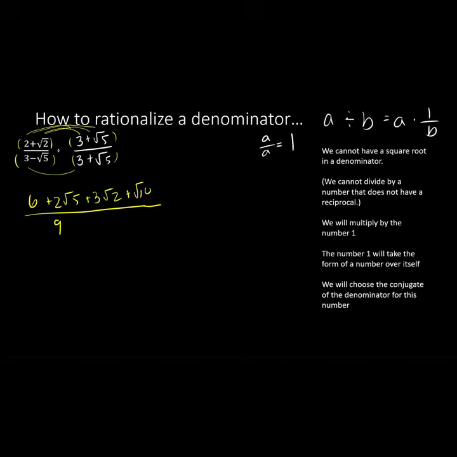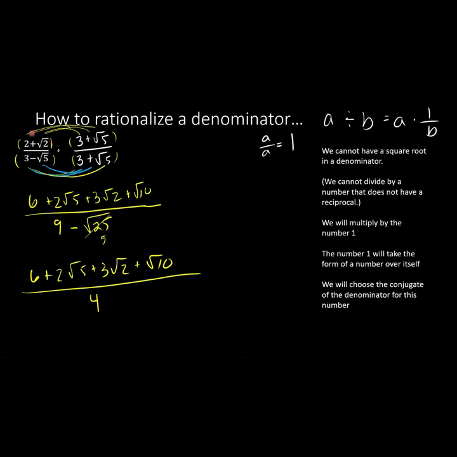Now look closely here. This is what we wanted to happen. We'll have positive 3 root 5 and negative 3 root 5, which will cancel each other out, and we'll be left with minus the square root of 25. Copying over my numerator, the square root of 25 is just 5. So my denominator is 9 minus 5, or 4.